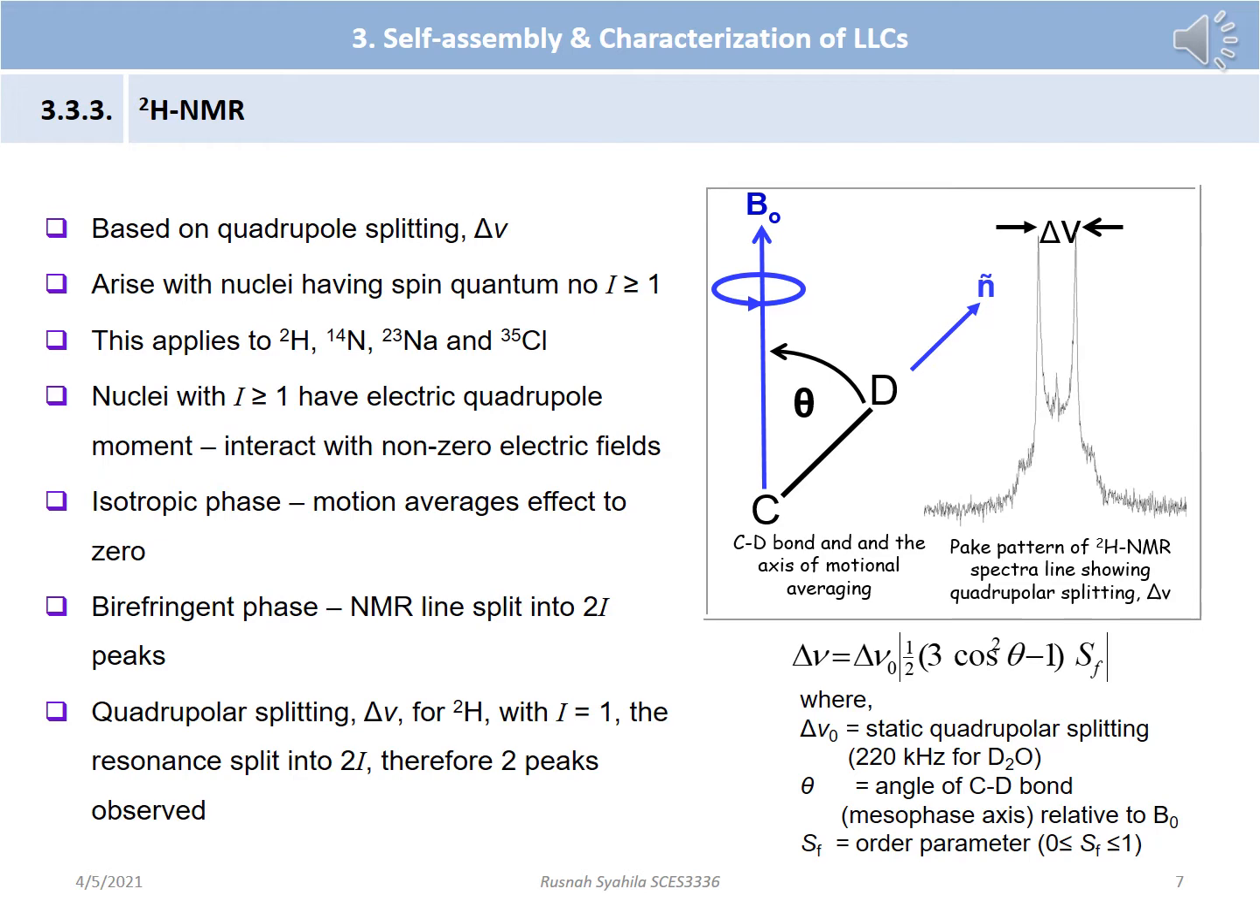For birefringent phase, the deuterium NMR line splits into two peaks. Quadrupolar splitting, delta v: for deuterium, with I equals 1, the resonance splits into 2I peaks, therefore two peaks are observed. Deuterium nuclear magnetic resonance spectroscopy has proven to be an important technique for the characterization of the liquid crystal phase because the deuterium NMR quadrupolar splitting is proportional to the local orientational order parameter. Refer to the equation on the slide.